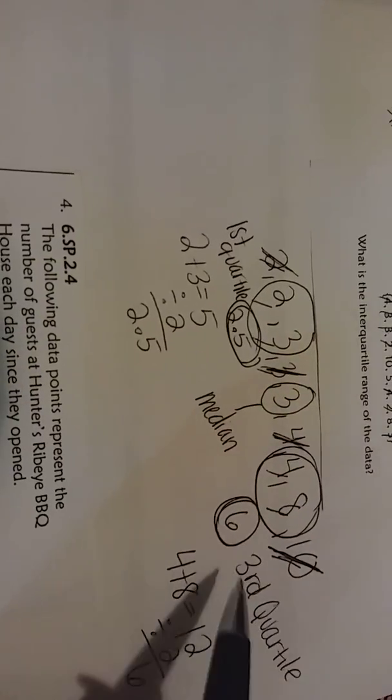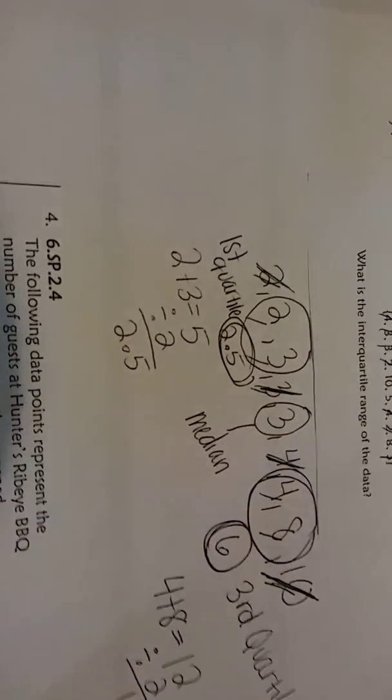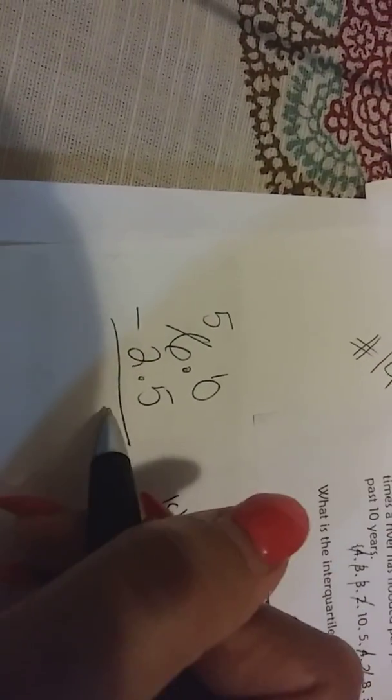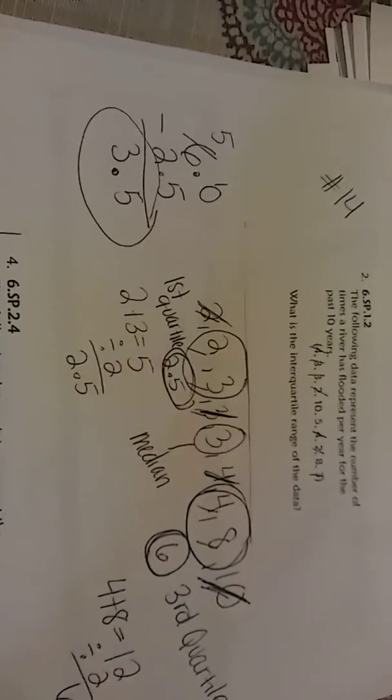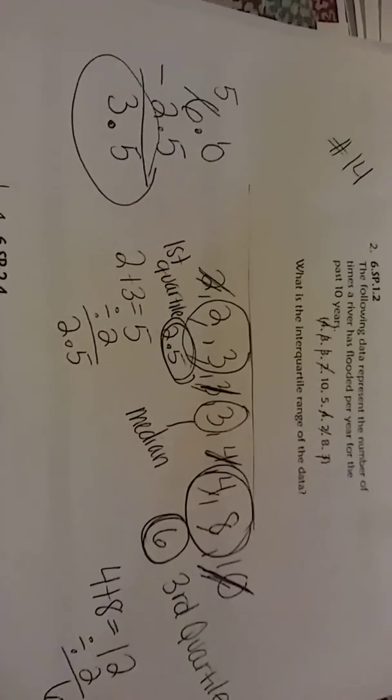Okay, so now that we got our 2 numbers, which are 6 and 2.5, you want to go ahead and subtract them from each other. So we're going to do 6 minus 2.5. Since there's not a decimal here, you want to go ahead and add 1 behind the 6. Borrow. 10 minus 5 is 5. Remember, when you're subtracting decimals, you bring down the decimal. 5 minus 2 is 3. So my interquartile range would be 3.5.